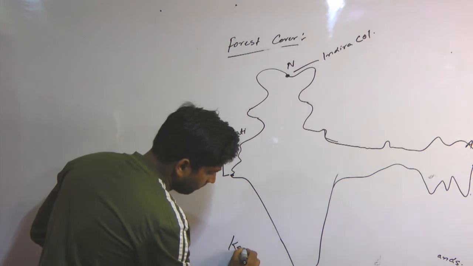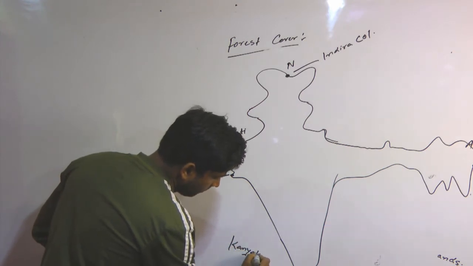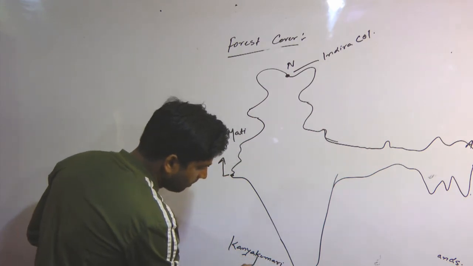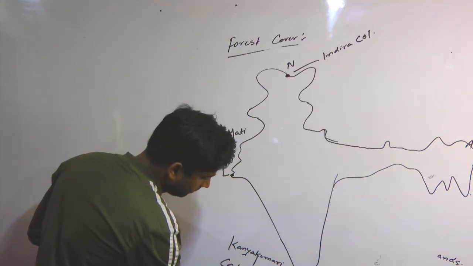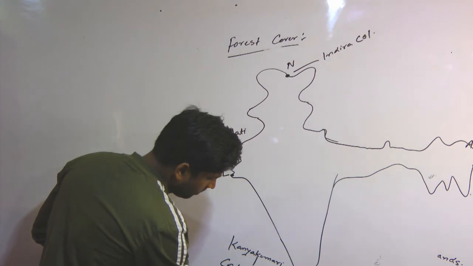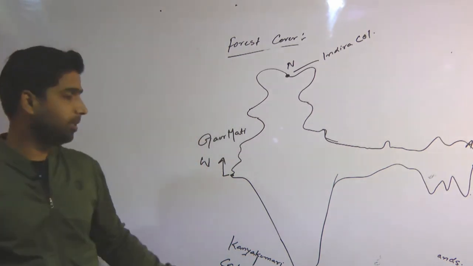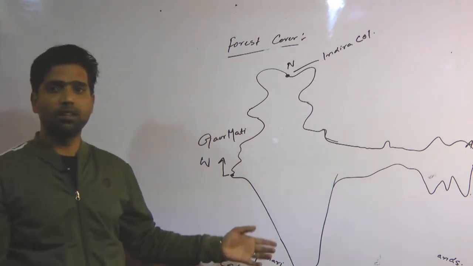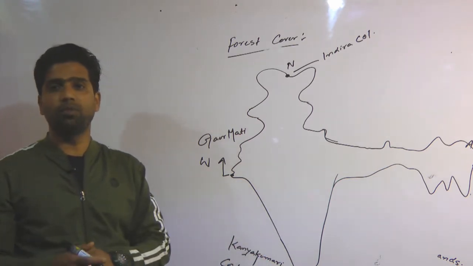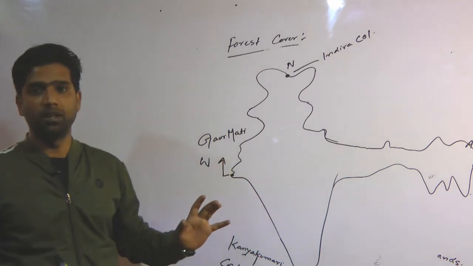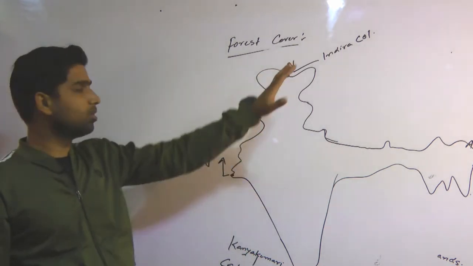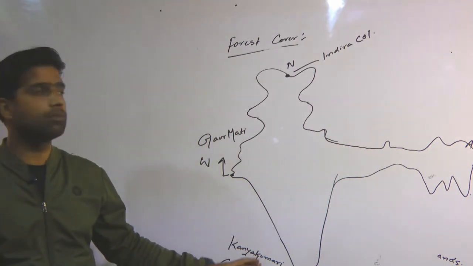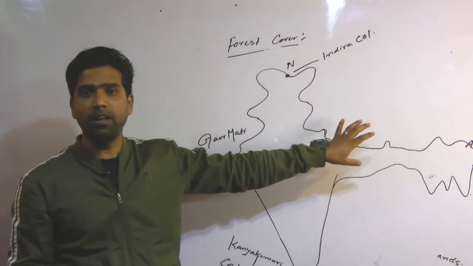Kanyakumari or Cape Comorin is the place in the Tamil Nadu area in Kanyakumari that is the southernmost point of mainland India. So this is the northmost, westmost, eastmost. This is southernmost but of mainland India. This is the mainland India.